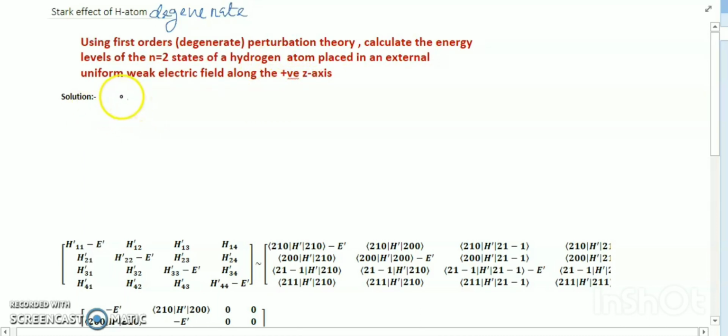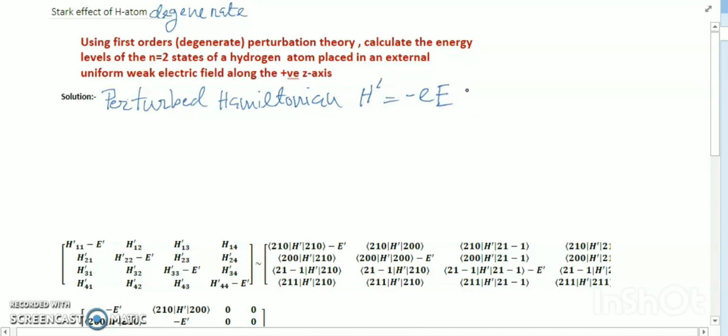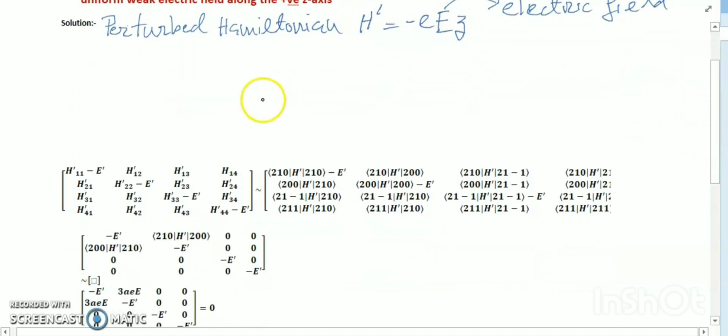So friends, solution. The perturbed Hamiltonian H dash equals minus e E z, where E is the electric field, and the matrix element E n1 is equal to the integral of n0 H dash n0.